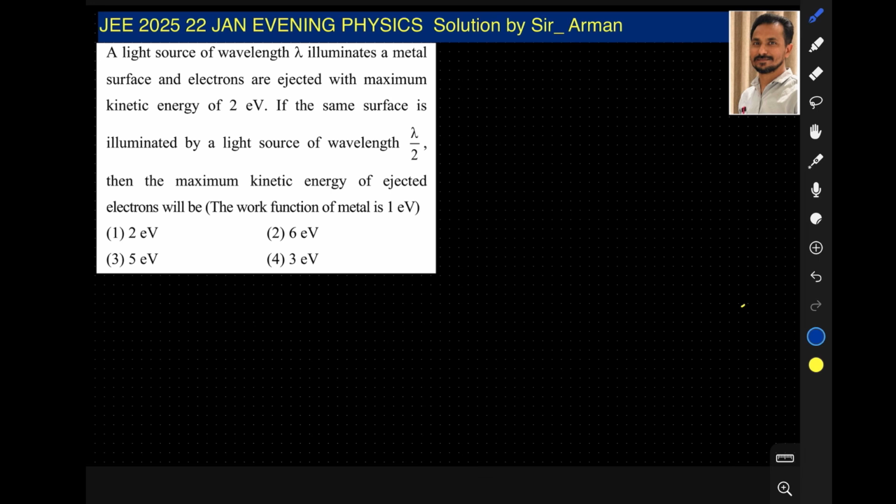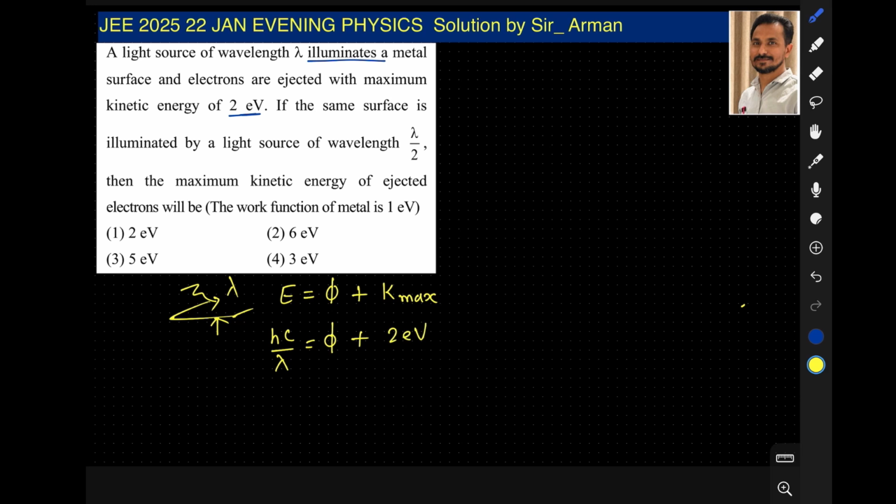A light source of wavelength lambda illuminates a metal surface and electrons are ejected with maximum kinetic energy 2 eV. So we know that, let us assume this is the metal surface on which light having wavelength lambda is incident. Now from Einstein's equation, the energy is equal to work function: a part will be used to take out the electron and the remaining will be the kinetic energy of the electron. So here E is equal to phi plus K max. Now E can be written as hc by lambda, plus the work function phi, and the maximum kinetic energy is 2 eV, which is given here.